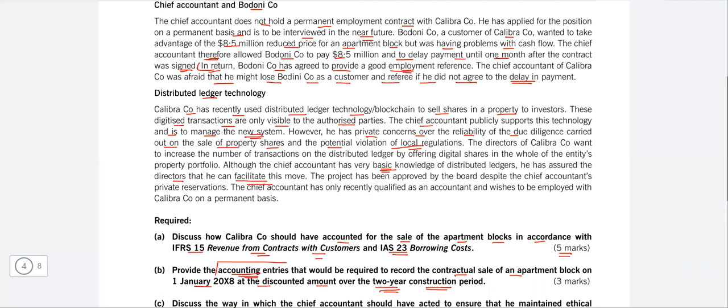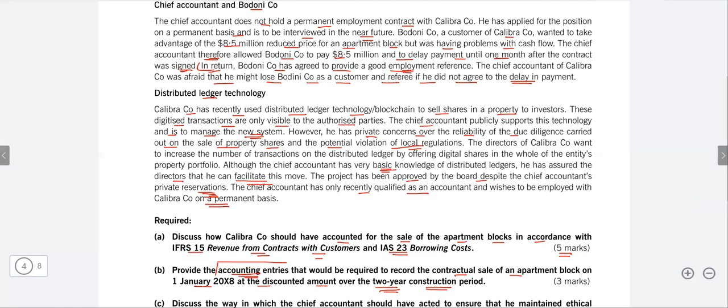The project has been approved by the board despite the chief accountant's private reservation. So that means they are just allowing themselves to breach the regulations, to get involved in illegal activities, which is being supported by the chief accountant. So it is again not something ethical. The chief accountant is only recently qualified as an accountant and wishes to be employed by Calibra on a permanent basis. So he's doing anything to get himself employed in the permanent job.